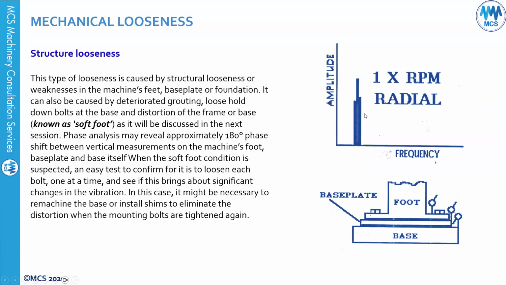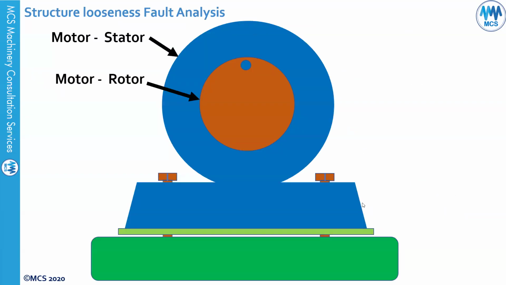If you have structural looseness, as we mentioned in the first fault analysis, it will show high 1x vibration in the radial direction, because the radial direction is the direction with less stiffness and higher flexibility than the vertical. So you'll see high 1x vibration in the horizontal direction, and the levels of vibration between horizontal and vertical will be significantly different. The reason for that is the significant difference in the stiffness between horizontal and vertical.